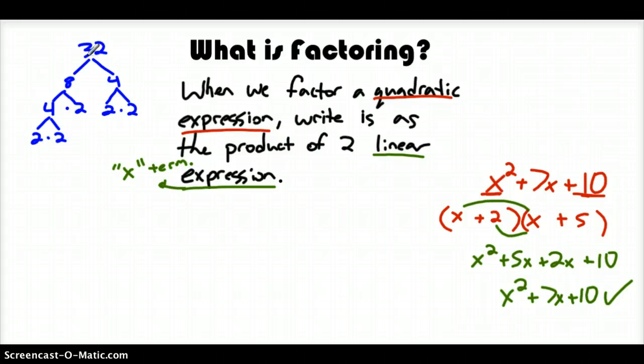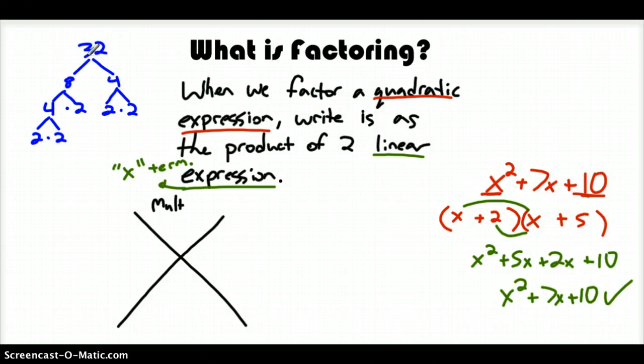Well, here is how we're going to set these up. I want you in your notes to draw this big X, and this is how we can figure this out. I want you to write on top, multiplies to A times C, and I'll tell you what A and C mean in a second. And I want you to write on the bottom, adds to your B term. And we're going to write out the numbers that satisfy those 2 things.